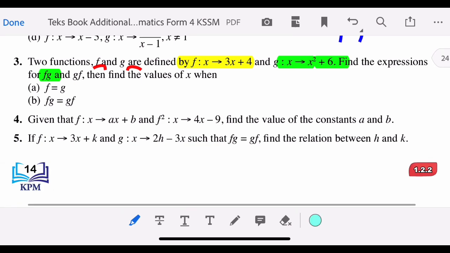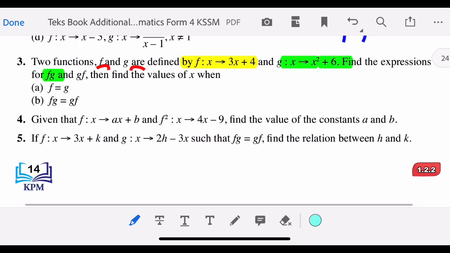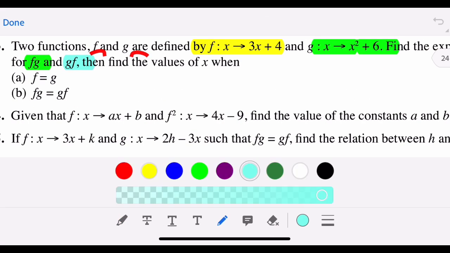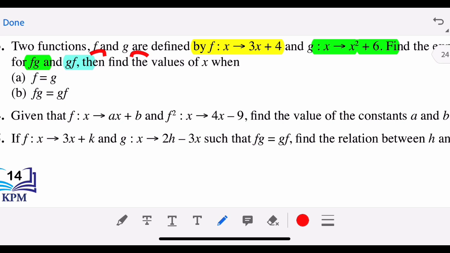Alright, so that means we have to find these two functions, fg and gf. Then we are going to find the values of x when f equals g and fg equals gf. Do you understand the question? Maybe you are still new, so let me show you how to do it. For fg, it starts with the f, right? So we copy the f.